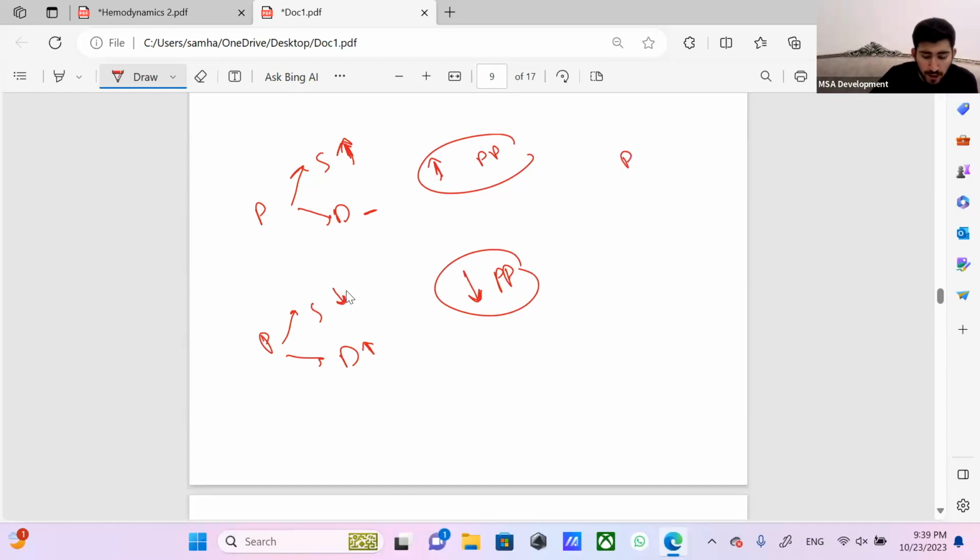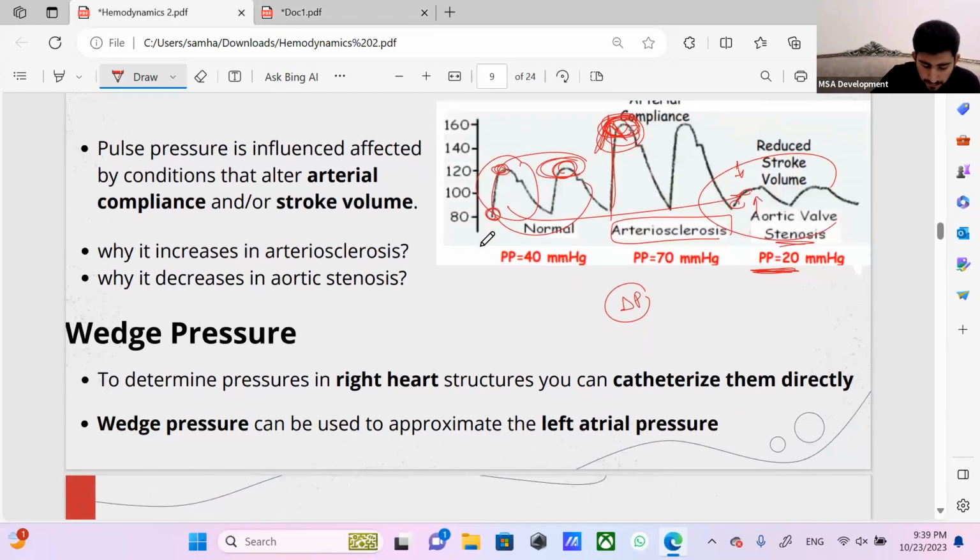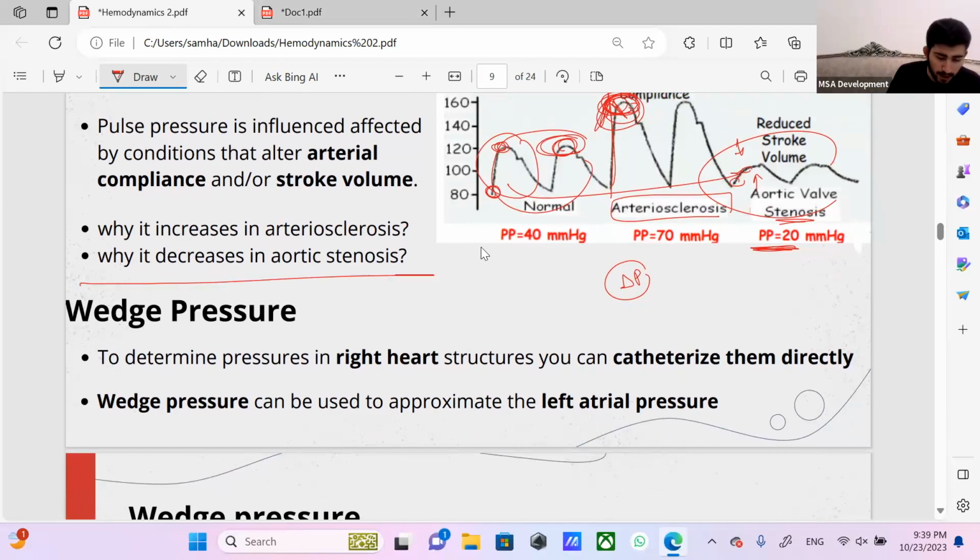So if someone had normal blood pressure and it increased, that's directly atherosclerosis or arteriolosclerosis. If we have pulse pressure decreased, this is aortic stenosis directly. Okay? I hope it's clear, and that's the concept till here.